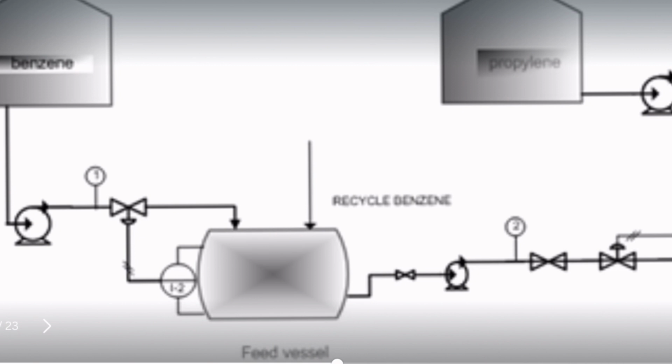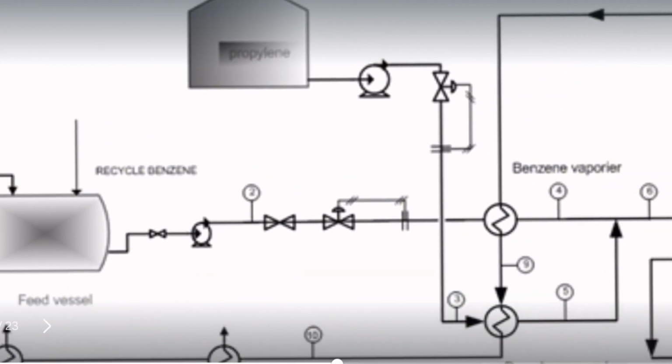the raw materials, which are benzene and propylene, are each stored in 500 metric ton capacity tanks. They are pumped to the production unit by centrifugal pumps. Benzene is mixed with recycled benzene in a feed vessel. Next, benzene is pumped into a vaporizer at 25 atm pressure, vaporized at 243 degrees C, and mixed with the propylene at the same conditions, the same pressure and the same temperature.